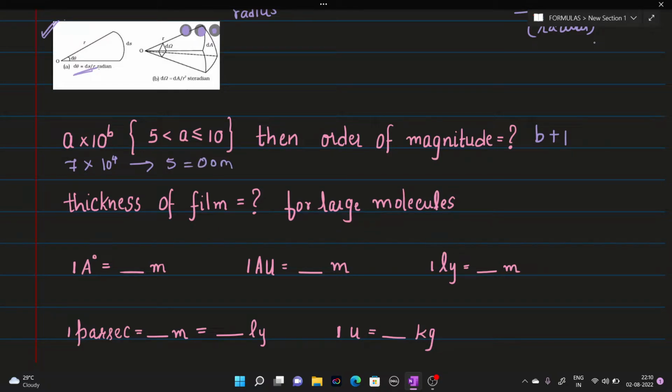Next is thickness of film. For measuring the thickness of large molecules, the formula which is used is NV upon A, where N stands for the number of drops which are present, V is the volume of a drop, and A is the area of film. Basically, thickness of film is said to be measured in centimeters. According to NCERT, centimeters is the unit that is used.